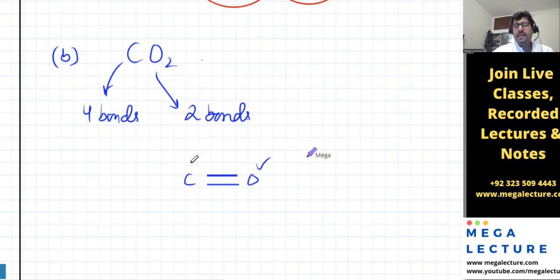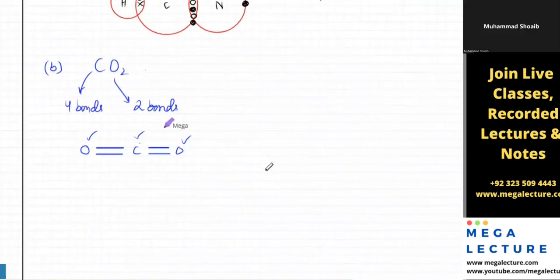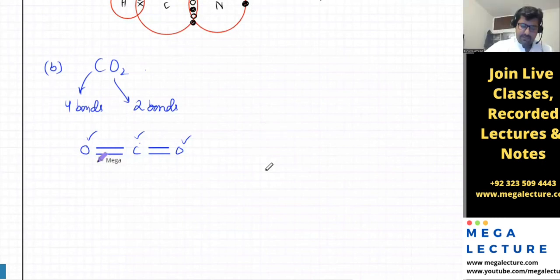Carbon's 4 bonds are still not complete. So carbon needs 2 more bonds. So there's going to be the other oxygen, which is going to make 2 more bonds. Now the structural formula is complete. Now carbon is able to make 4 bonds, 2 with this oxygen and 2 with the other oxygen. Okay? Is this clear? Yes, sir. Ayan, Abdullah, is this clear? Yes.